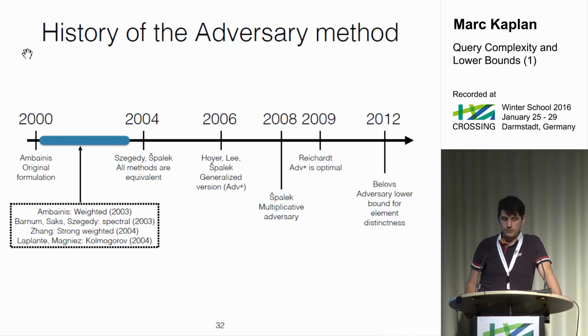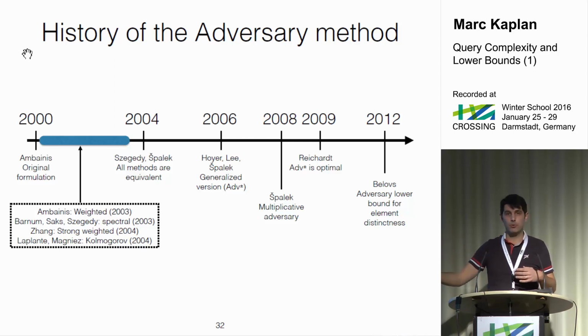However, in the year 2004, a paper came out by Spalek and Szegedy showing that in fact all these methods are equivalent. So they all give you the same lower bound on quantum query complexity. If you can prove a lower bound using one of them, then you can prove the same lower bound with another one.